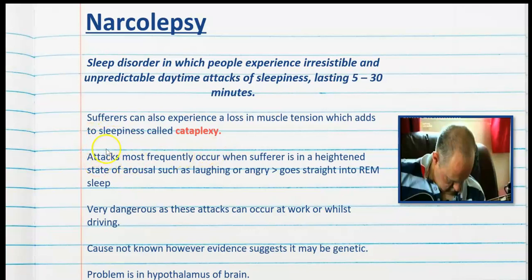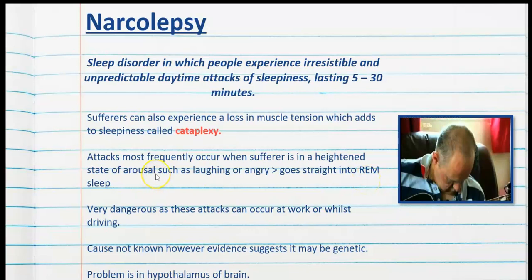So these sleep attacks, or this insatiable sleepiness, most frequently occurs when a sufferer is in a heightened state of arousal, such as laughing or when they're very angry. And what's unique about narcolepsy is the sufferer will go straight into REM sleep. So it'll bypass the other sleep stages and go straight to REM.